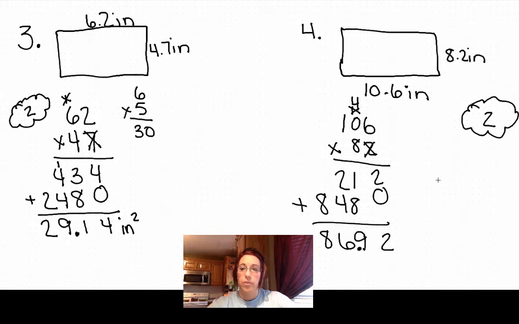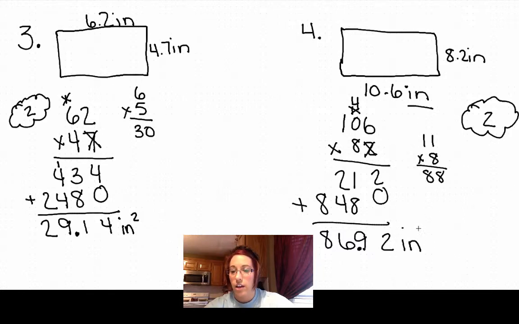And let's double check this. 10 6/10 would round to 11. 8 2/10 would round to 8. Should be around 88. 86 92/100 is close. But I noticed that I forgot the units. I need inches here, and they need to be squared inches because this is area.